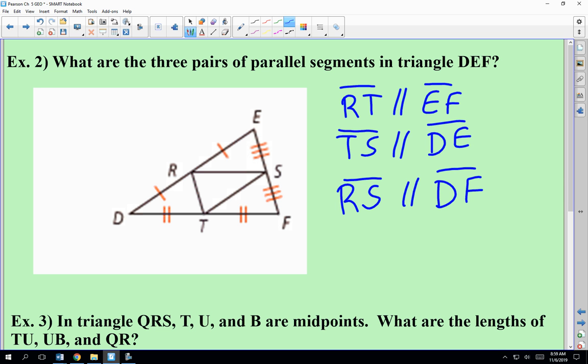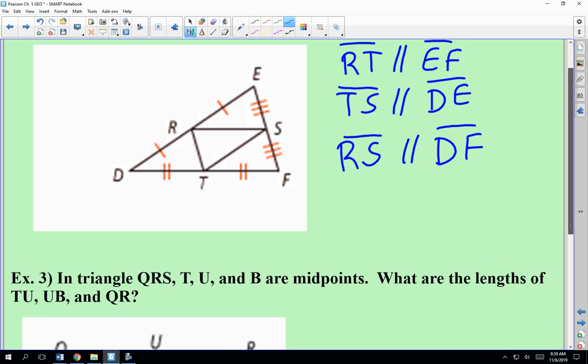Here's a triangle on a graphing grid. Find every midpoint and connect all the midpoints, and you create a triangle that has all of its side lengths half the length of the original one, and parallel to the third side. So those are the three parallel statements.